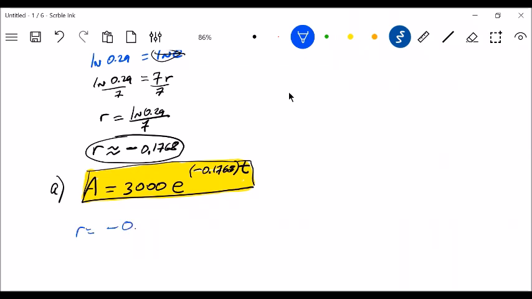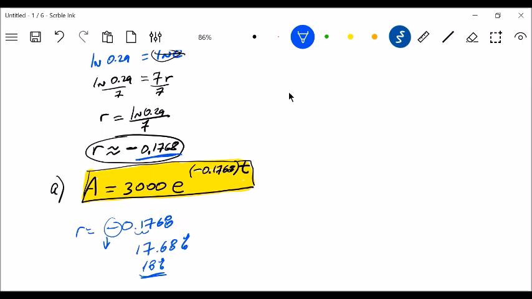R equals negative 0.1768. First, this means going down, decreasing. Second, move this over, and it's 17.68%. So it's almost 18%. That's how much a loss is each year of the population. So if the fish had started with 100 at the beginning, that means there were only 82 left after the first year, and then 18% less the next year.